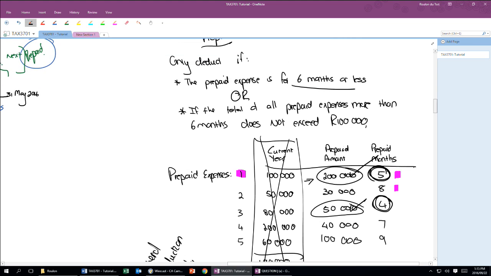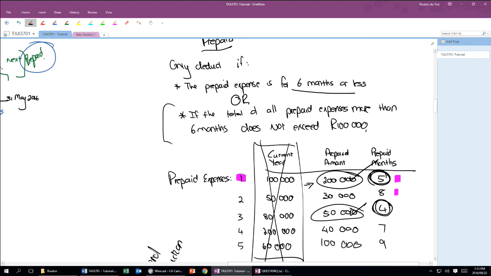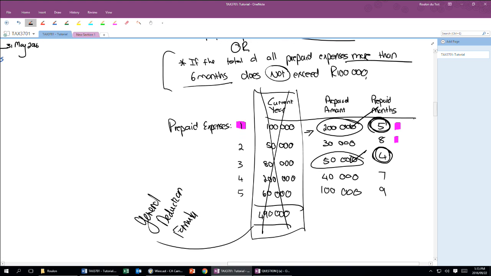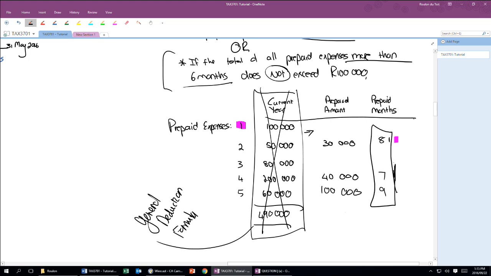Now, the next part of the allowance tells you that you can deduct it if the total of all the prepaid expenses for more than 6 months does not exceed 100,000 rands. So what does it mean for us? These ones that we've already deducted, the 5 months and the 4 months, we can now ignore. We are only left with the prepaid expenses which are for more than 6 months. The total there is 30 plus 40 plus 100, so the total is 170,000 rands. Because that total is more than 100,000 rands, we cannot deduct any of the amounts.